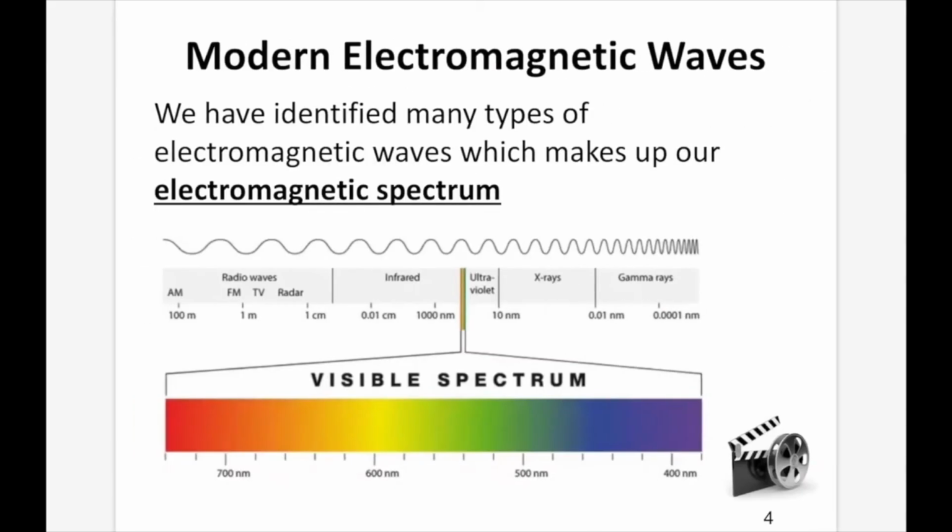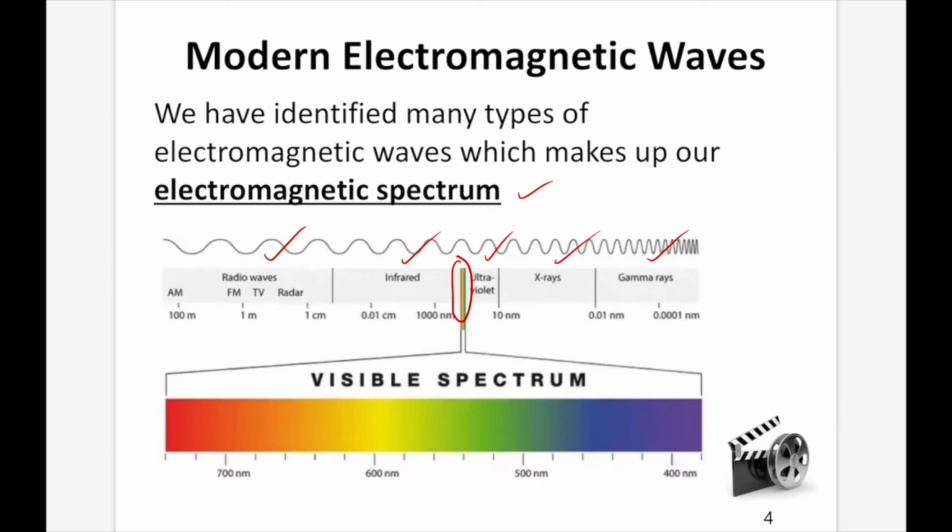So what is an electromagnetic wave? Well, we've identified many types of electromagnetic waves which make up the electromagnetic spectrum. Light makes up this tiny little sliver right there. Bigger parts of the electromagnetic spectrum include things like infrared light, radio waves, ultraviolet, X-rays, gamma rays. But as I said, visible light only makes up a really small section of this spectrum.